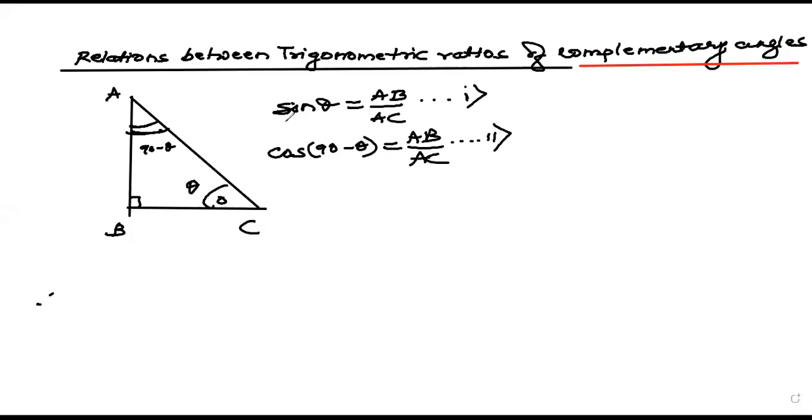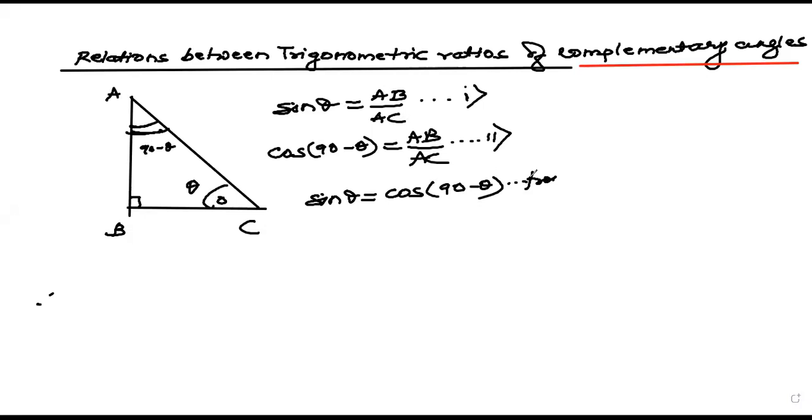Sine theta is AB upon AC. I call it statement number 1. Cos of 90 minus theta is adjacent side upon hypotenuse, AB upon AC. I call it statement number 2. So the right hand sides of statements 1 and 2 are the same, AB upon AC. So can I say sine theta is equal to cos of 90 minus theta?